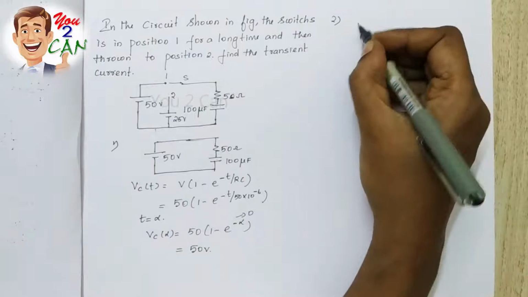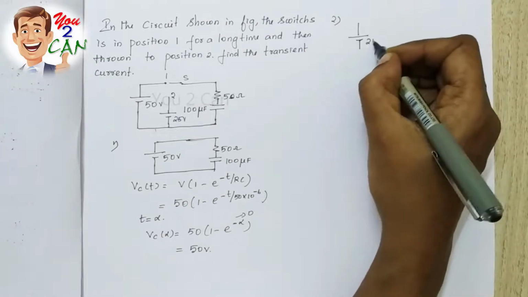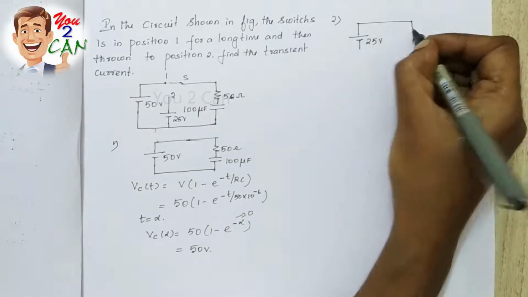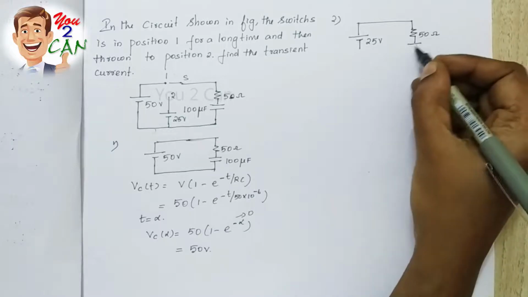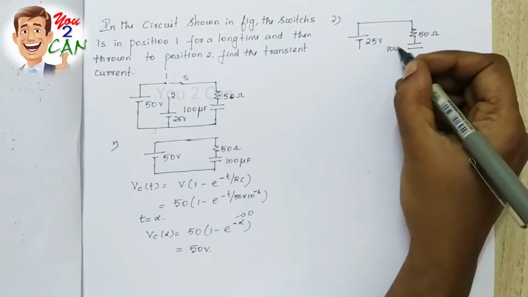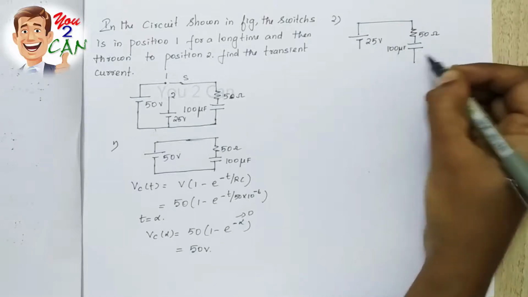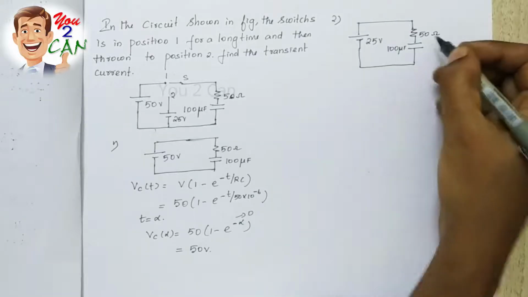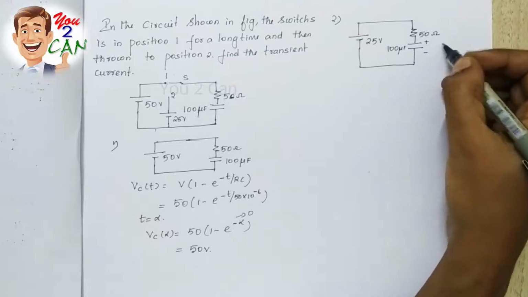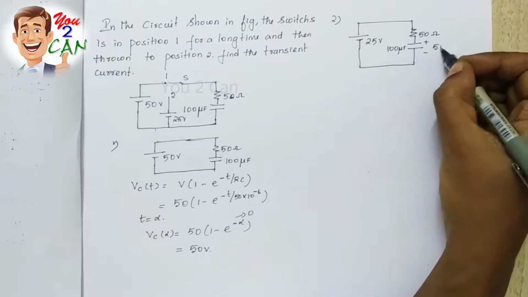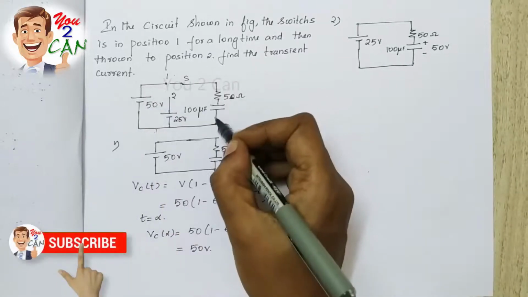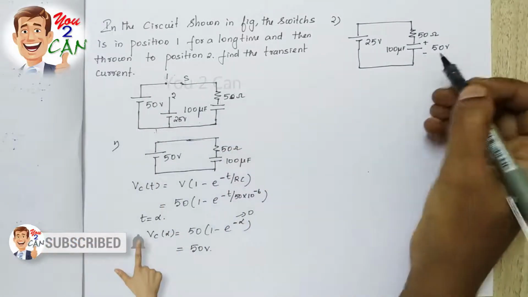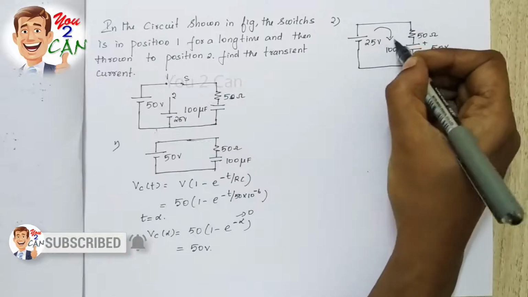In the second position, the circuit will be like this: 25 volt, 50 ohm, 100 microfarad, and this capacitor is initially charged to a voltage of 50 volt in this direction, plus minus. Here also it is charged in this polarity, plus minus. Now you have to find the transient current.